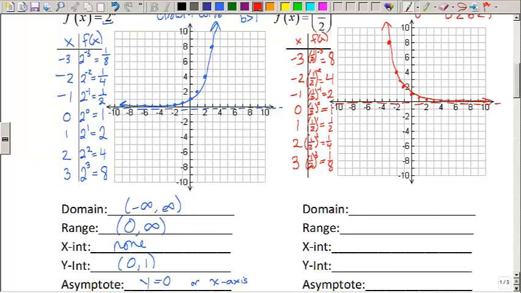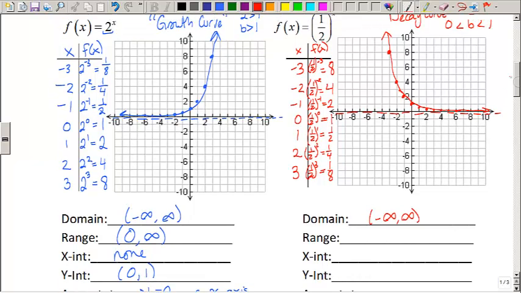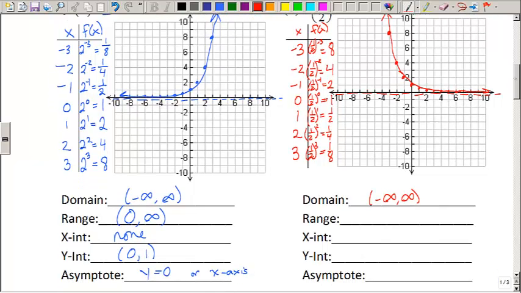Let's take a look at the same 5 properties of the red function. My domain, my values for x, can be any real number. There is no excluded number from the domain that would make my function undefined. I can plug in any value for x and I can get out a f of x value. My range, on the other hand, I'm not allowed to have any negative range values, so I start at 0 until infinity, not including 0 because I have a horizontal asymptote at 0.